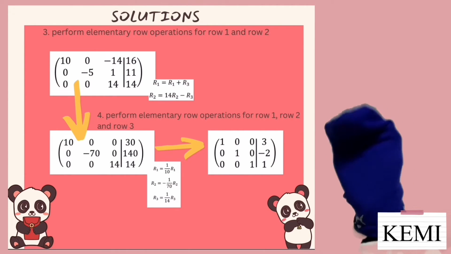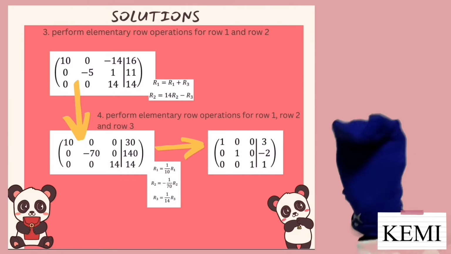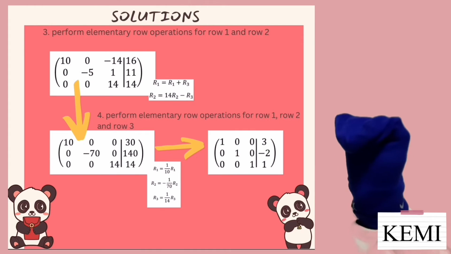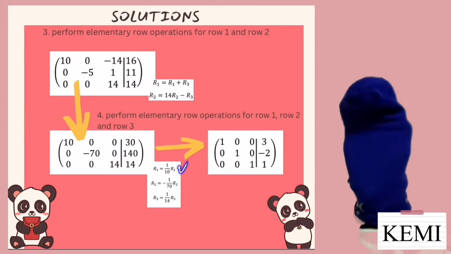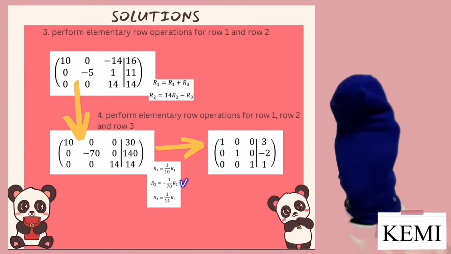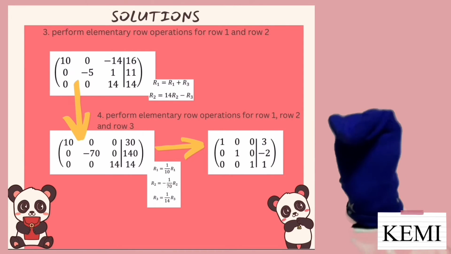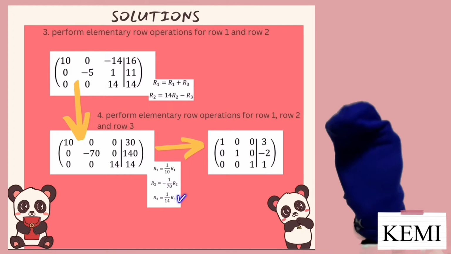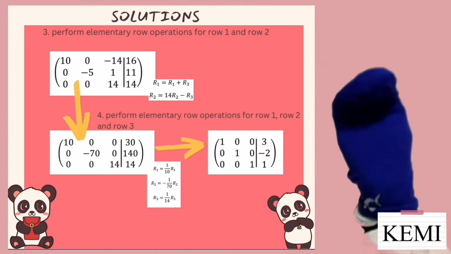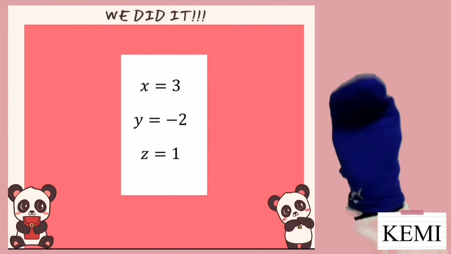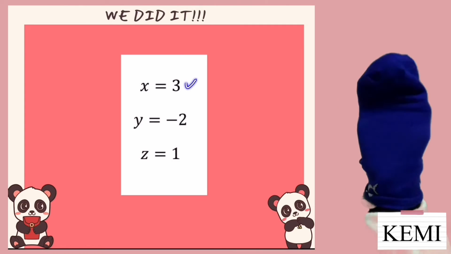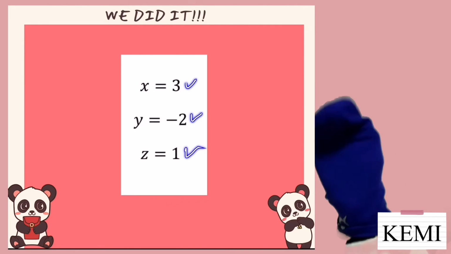Lastly, we perform elementary row operations for all rows to make all the non-zero values become 1. For R1, we multiply R1 by 1 over 10. For R2, we multiply R2 by negative 1 over 70. And for R3, we multiply R3 by 1 over 14. Now we can directly determine the values of x, y, and z, where x equals 3, y equals negative 2, and z equals 1.